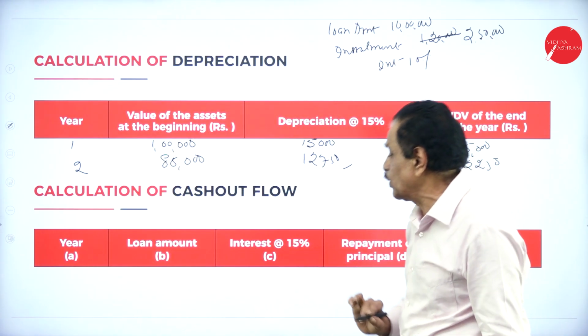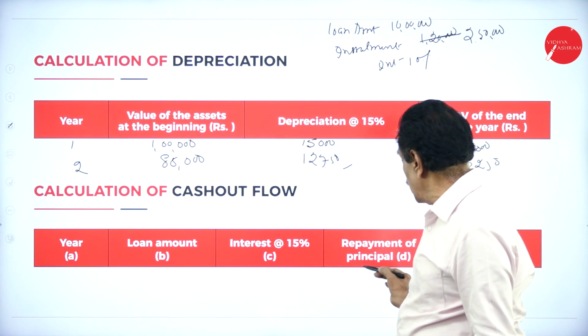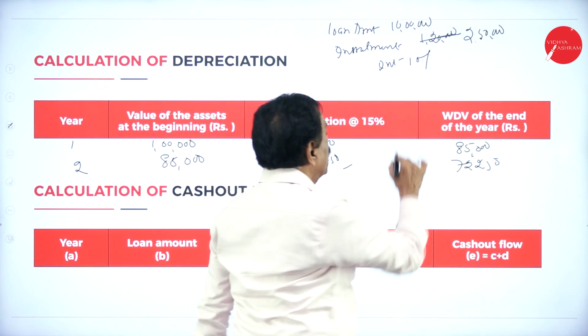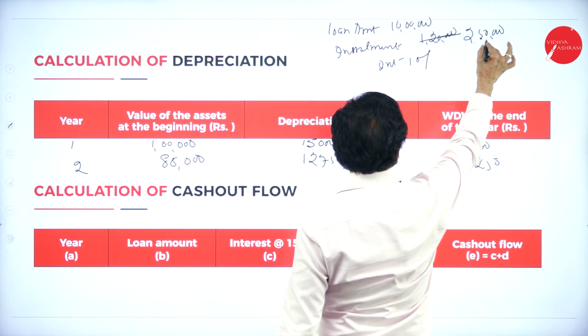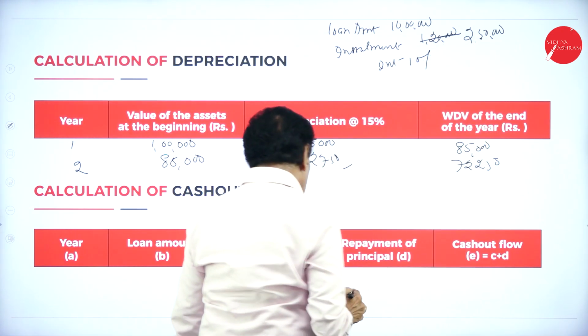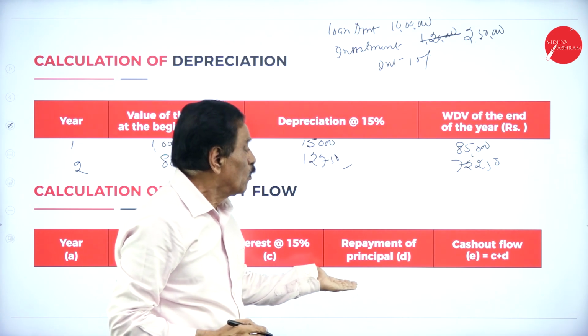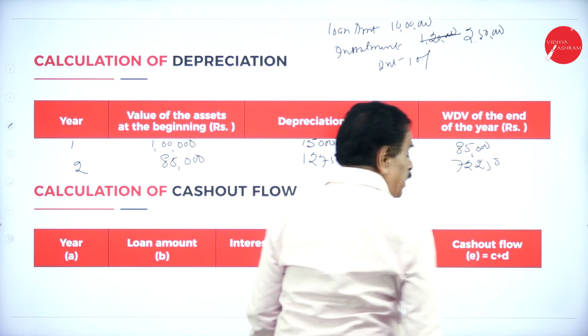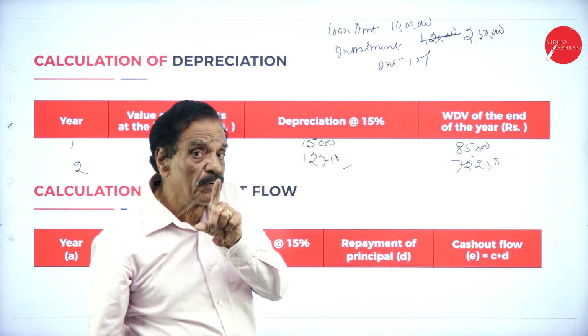Here, loan amount you have to write, interest you have to write, repayment of principal money you have to write. Here, see that 10 lakh is there, 10% is 1 lakh. You have to pay 2,50,000. 1 lakh gone, so what is the principal money you are going to pay? 1,50,000. What's your loan amount? 10 lakh minus 1,50,000. Balance is 8,50,000.